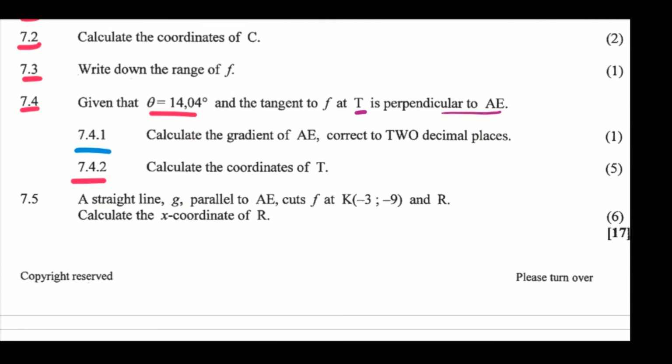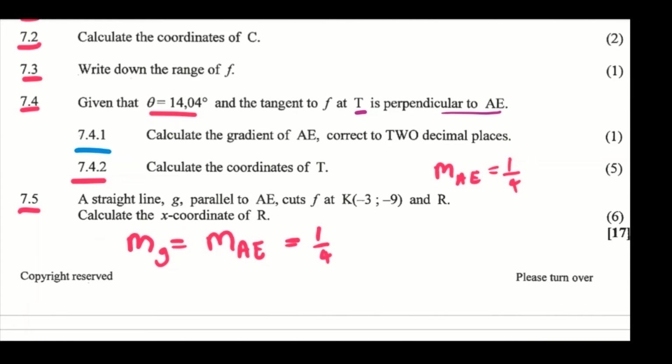7.5. 7.5 says that a straight line G is parallel to AE. So we know very well that for a straight line G, the gradient will be equal to the gradient of AE, since they are parallel. Parallel lines have equal gradients. Always know the properties of parallel lines. So what's the gradient of AE? Remember, we calculated previously to be 1 over 4. So m of AE is equal to 1 over 4, right?